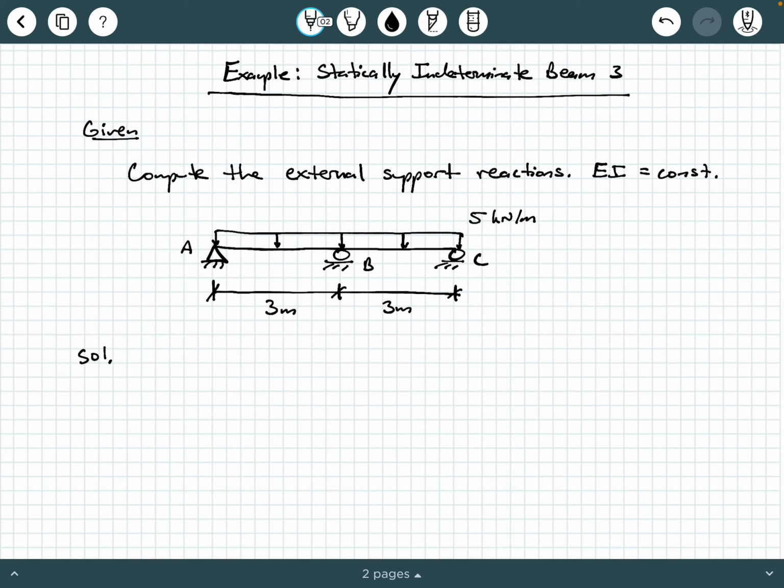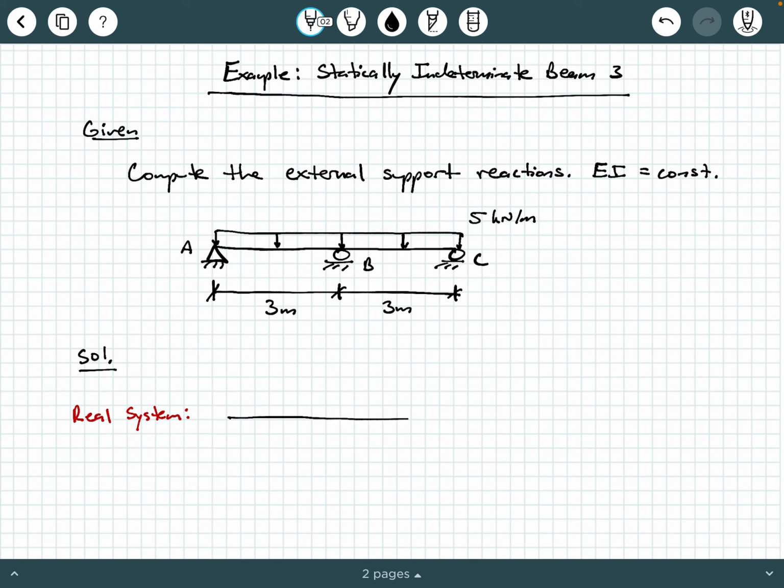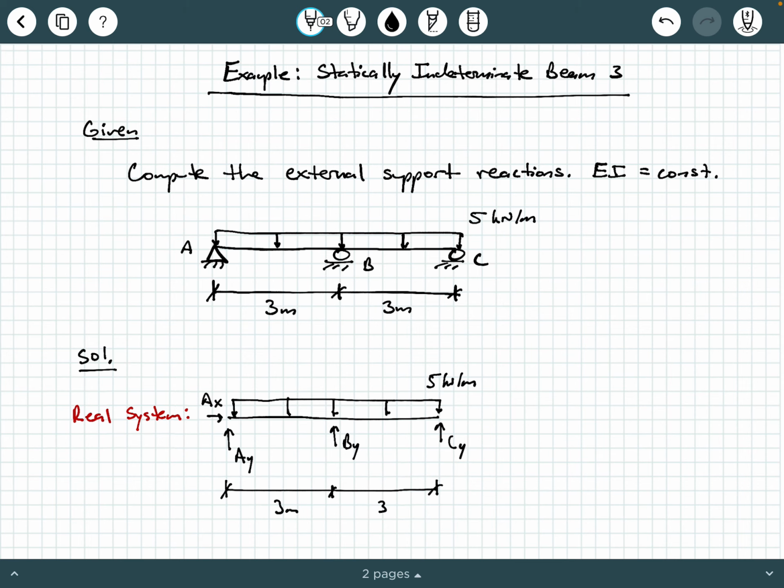We're going to write solution, and we're going to confirm by drawing the real beam that this is in fact statically indeterminate. So our real system, or our real beam, is going to look exactly like what's given to us, but we're going to draw it as a free body diagram. So here's AY and AX, and here is the applied load that we have of 5 kilonewtons per meter, and then we have a BY here and a CY here. And again, we want to draw those dimension lines as 3 meters and 3 meters.